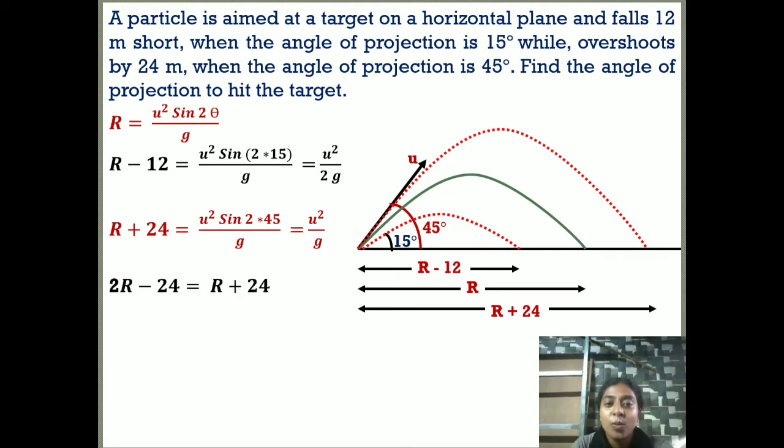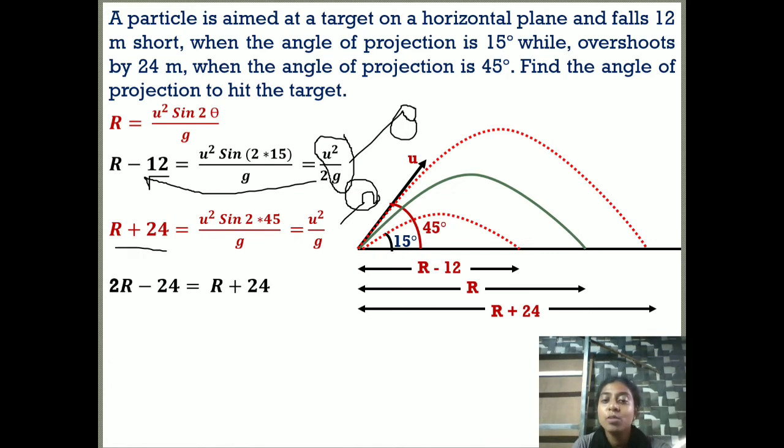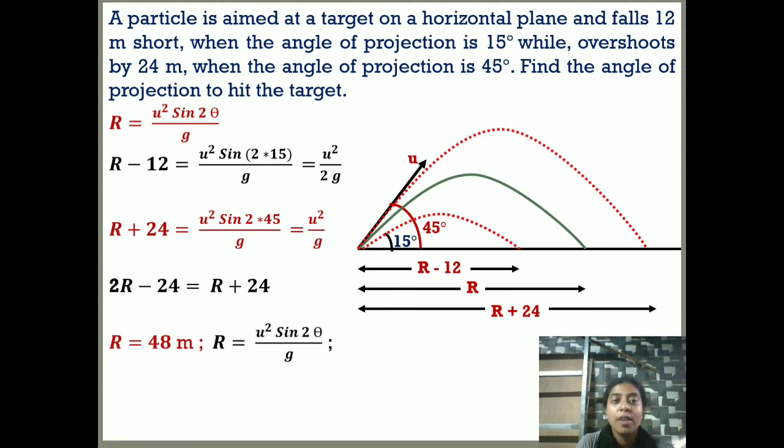Okay, now we will consider this as equation number 1 and this as equation number 2. So from 1 we know u square by g is equal to, cross multiplying, 2r minus 24. From 2 we have u square by g is equal to r plus 24. So equating u square by g from equations 1 and 2, we get 2r minus 24 is equal to r plus 24. Now the only unknown in this equation is r. So we get r equal to 48 meters.